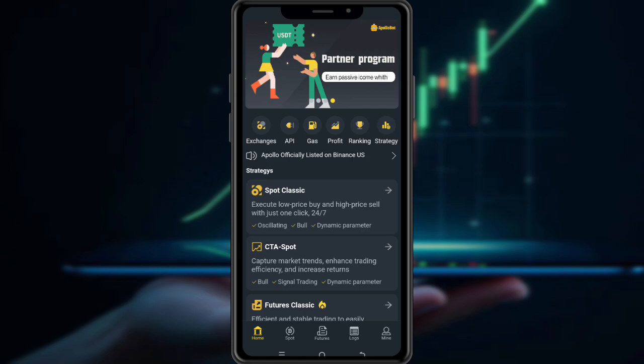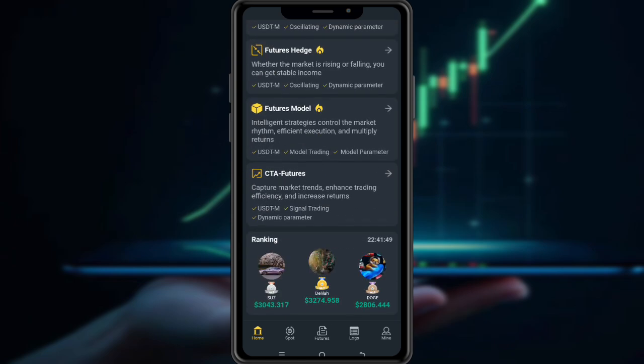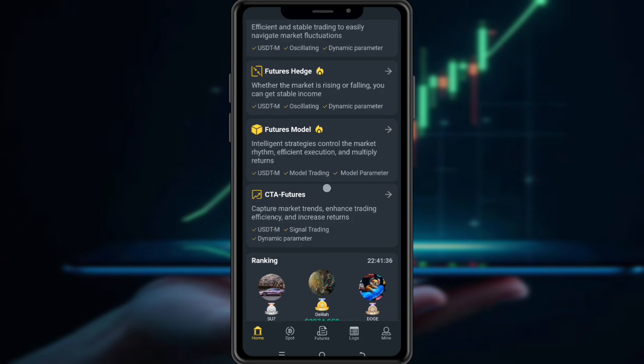So in today's video, I want to show you how much I have made with Apollo Trading Bot with only some small capital that I had in my account. So without further ado, let's get started.